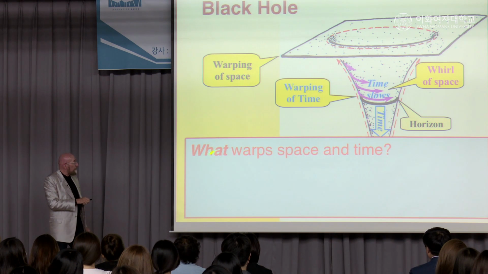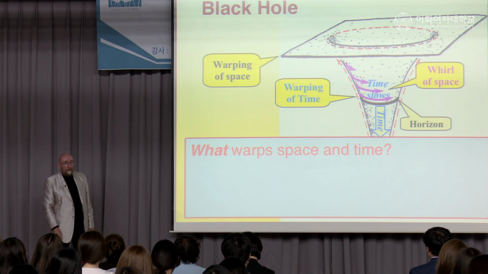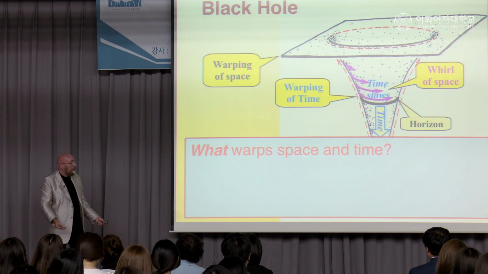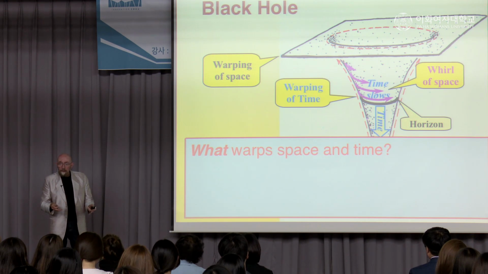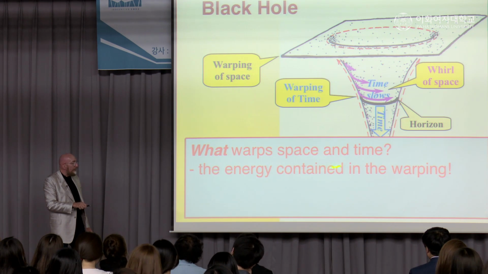Now, it's interesting to ask, what is it that warps space and time this way? Since there's no matter at all, it's all been lost in the singularity. The warping is not produced by matter. It's not produced by the mass or the energy of matter. There is no matter. In fact, it turns out that the warping is produced by the energy contained in the warping.